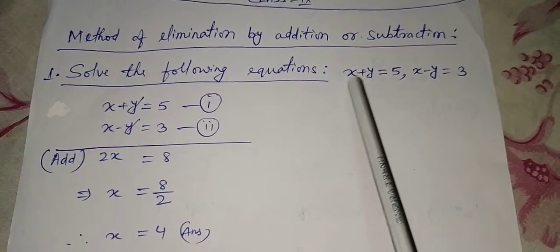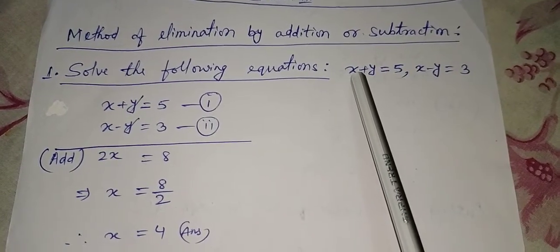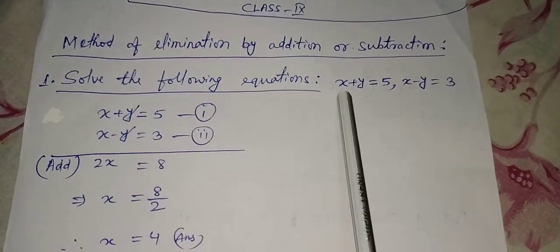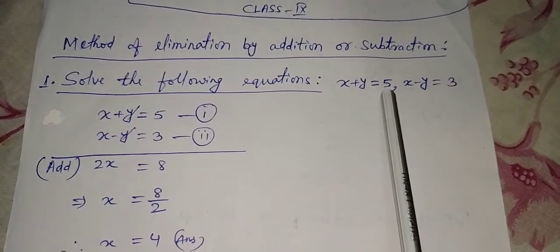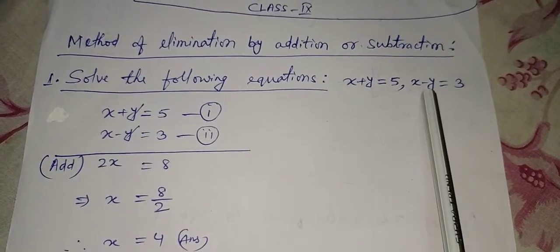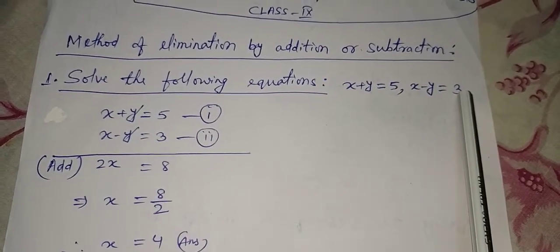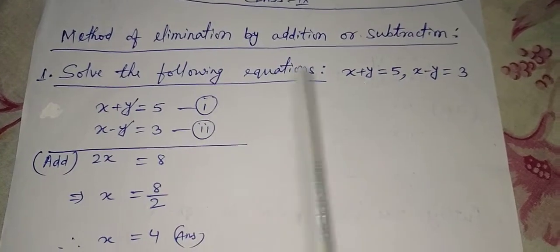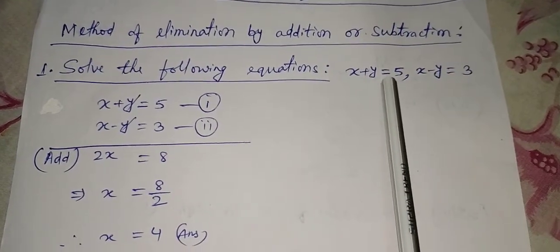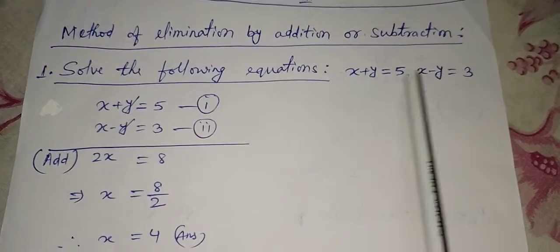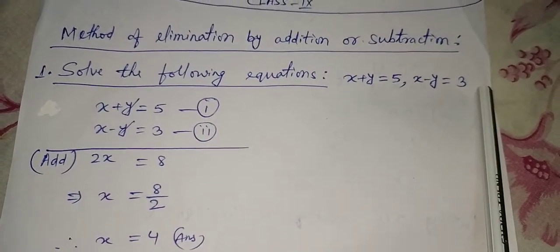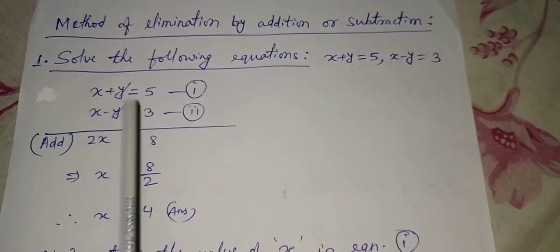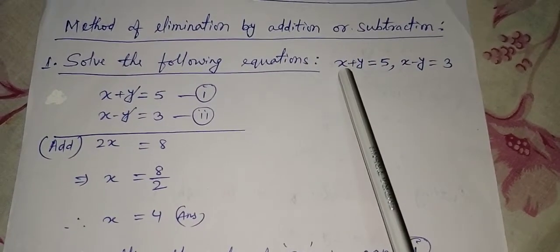But to find the value of x and y, there will be two equations. So you can see in this question, solve the following equation, and the equation is x plus y equal to 5, and second equation is x minus y equal to 3. That means there will be two variables and we need to find the value of both the variables, but for that two equations will be given, and the equations should be in this form.